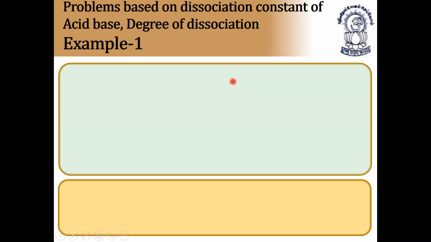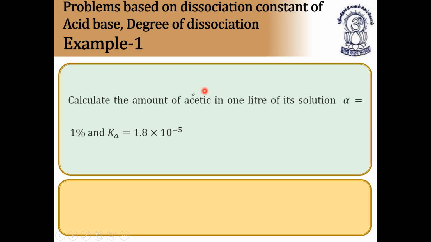Now, problems based on the dissociation constant of acid and base, and also the degree of dissociation, that is alpha. Let us see now. Example 1. Calculate the amount of acetic acid in 1 liter of its solution. They have given the volume as 1 liter. Given alpha is equal to 1% and Ka is equal to 1.8 into 10 to the power of minus 5. So they are asking us to find the amount of acetic acid in 1 liter of its solution.